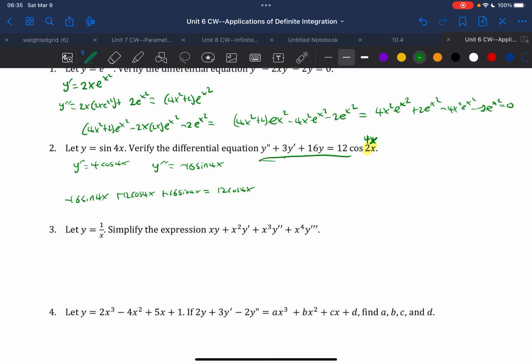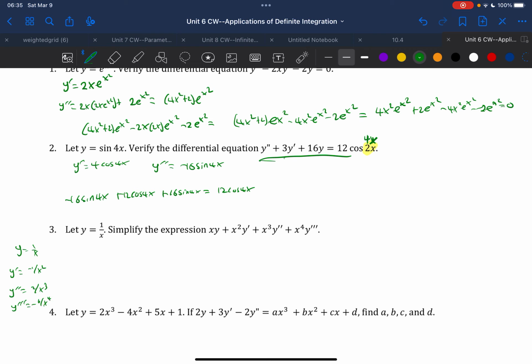All right, so again, we're just doing the same case here. And we're looking at number 3. So let y equal that. And we are asked to simplify that expression. So I need up until my third derivative. So I'm going to take a few derivatives here. So y is 1 over x. Y prime is negative 1 over x squared. Y double prime is 2 over x cubed. And y triple prime is negative 6 over x to the 4th.